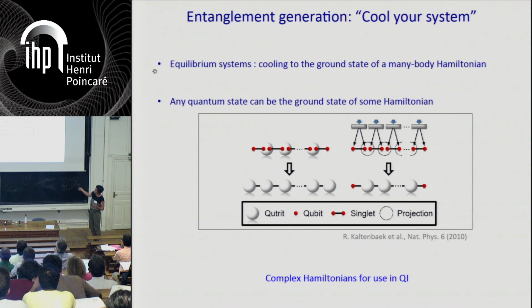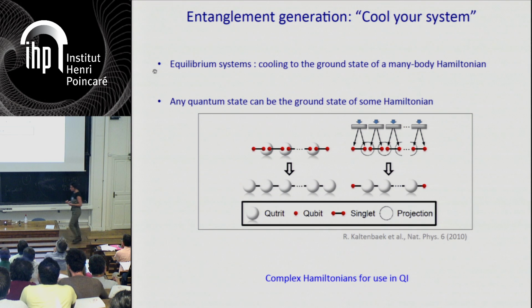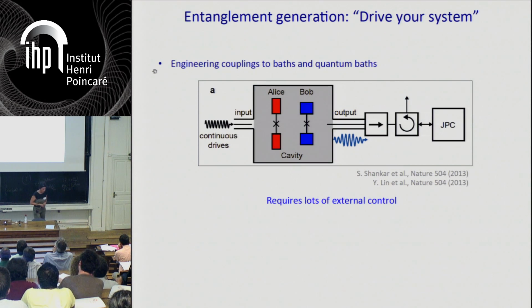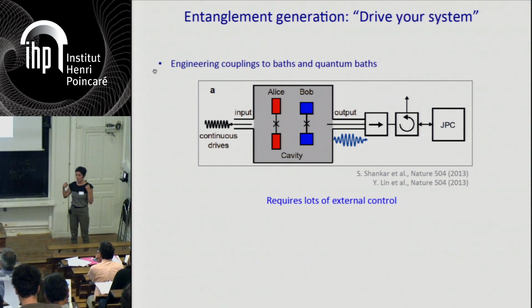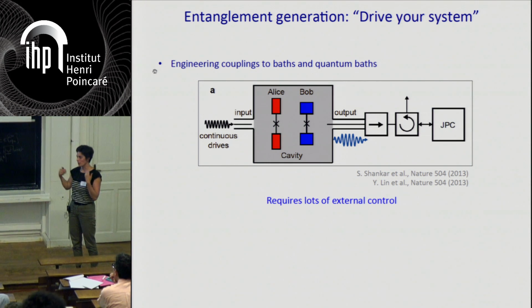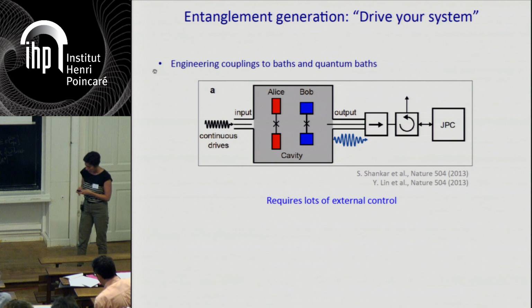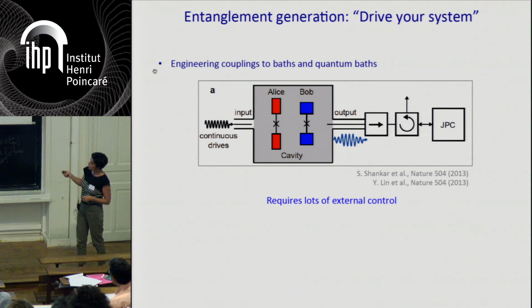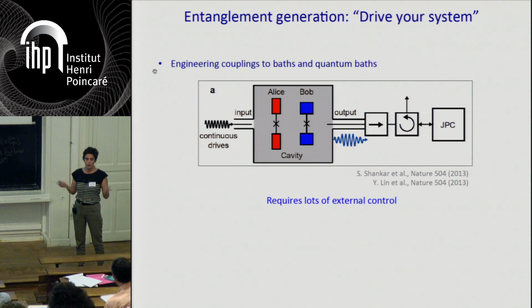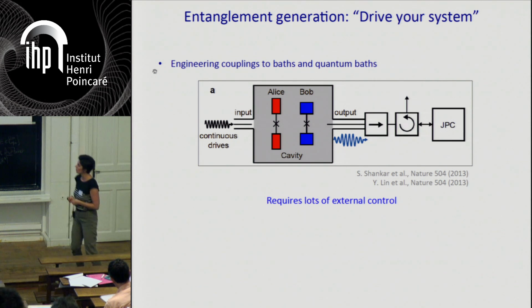But here the important idea is that you make use of the environment. But it still remains very challenging. Now, another technique which has also been very successful experimentally is to engineer your environment in order to engineer the dissipation processes that you want, for instance, to reach a steady state which is an entangled state. And this has been done, for instance, with superconducting circuits or with trapped ions, and it was really successful.